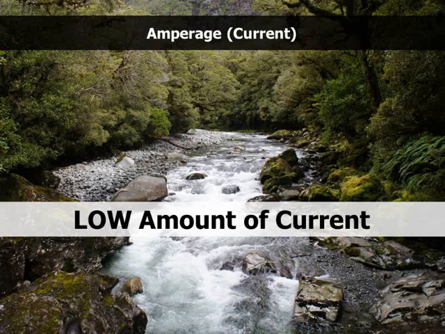So in this case, we look at this flowing river. It's fairly narrow. There isn't a huge amount of water. So this would be analogous to a low amount of current. In essence, a lower amount of water. Not necessarily the force by which it's flowing, but just the amount of water itself. It's a very small stream.